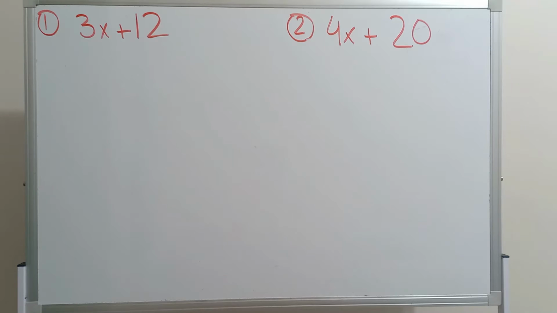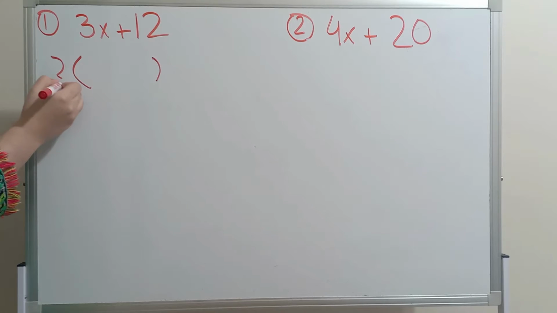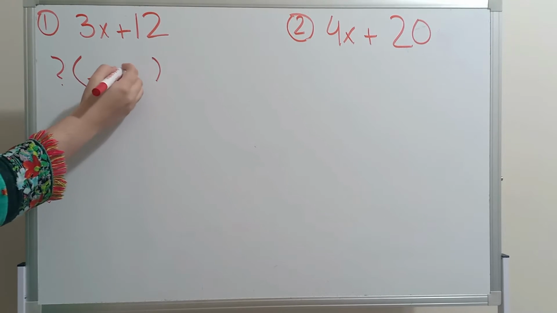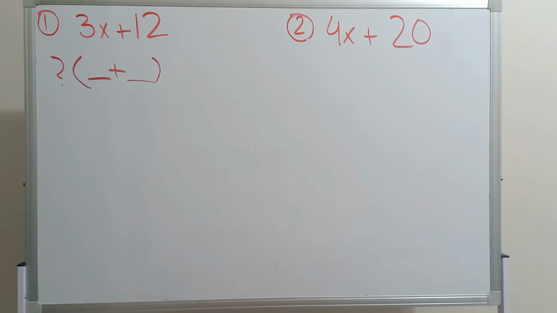So here we have our first expression. It is 3x plus 12. In order to rewrite an expression, we have to find the GCF. So we can rewrite it in a way where, like this, something goes here, something goes here, and we are going to put a plus sign like this. We are going to be using the GCF to find out what goes in these blank places.